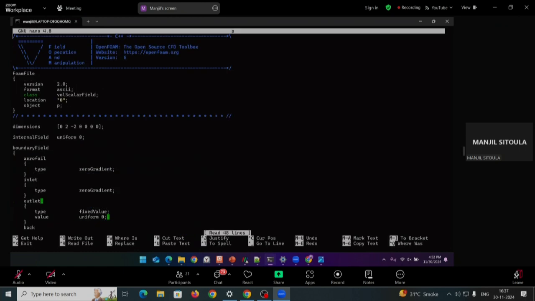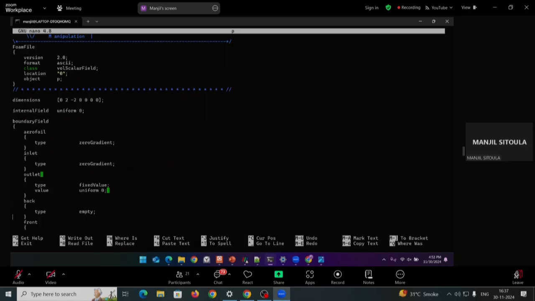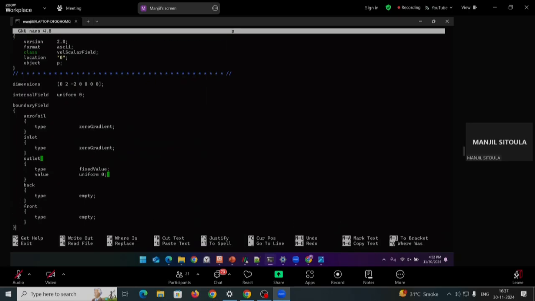Now let's look at the pressure boundary condition. We have given zero gradient at the airfoil, fixed value at the outlet, and zero gradient at the inlet, and the front and back we have kept as empty.